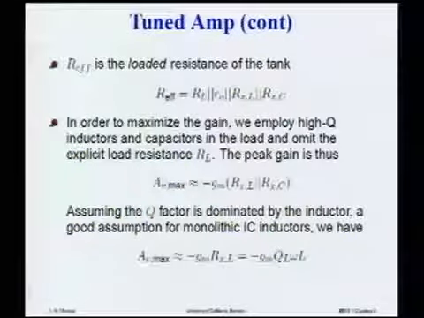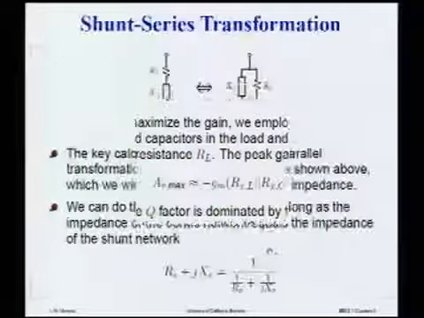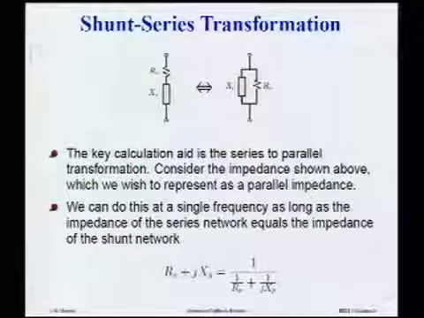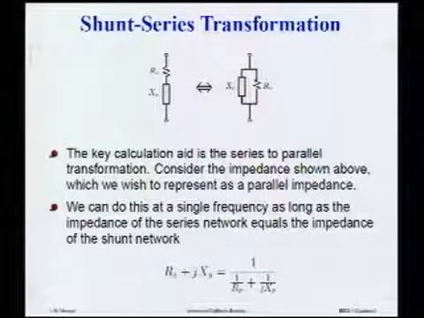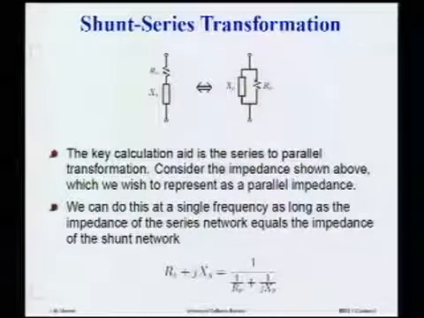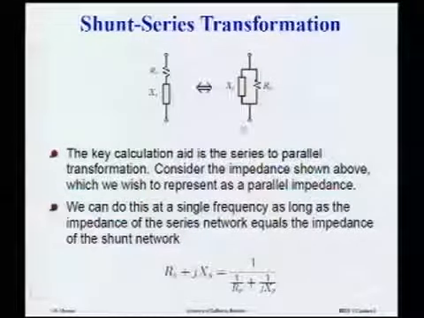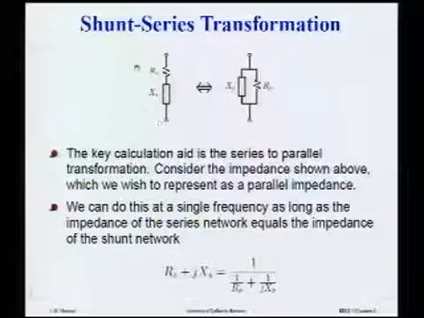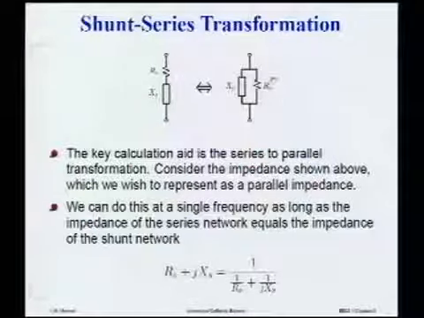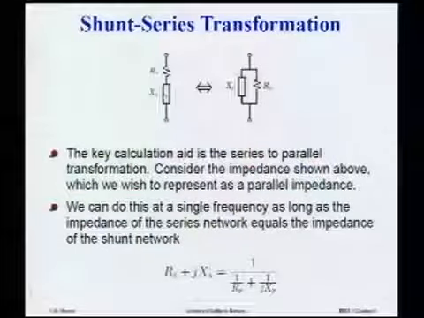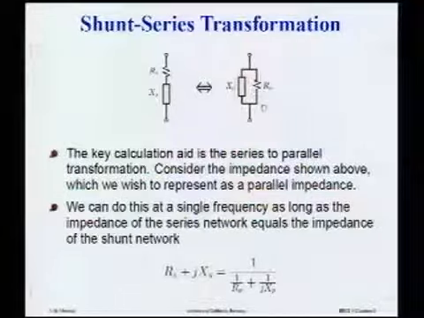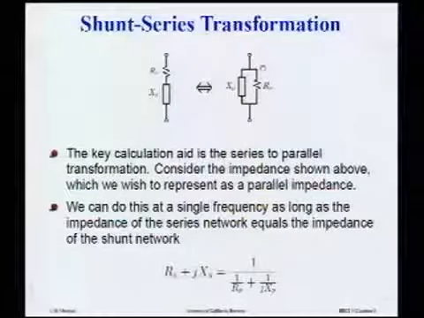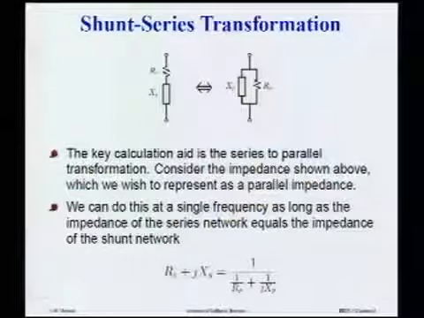Now, how do I make these conclusions? I'm jumping ahead a little bit here. What I need is this simple result, the series to parallel transformation, or shunt series transformation. When you deal with these RF circuits, especially these tuned amplifiers, often what you need to do is to convert elements like this into elements like this. In other words, I have a series resistance and a series reactance, and I want to convert it to a parallel reactance and a shunt reactance, a shunt resistance, or conductance, if you like.